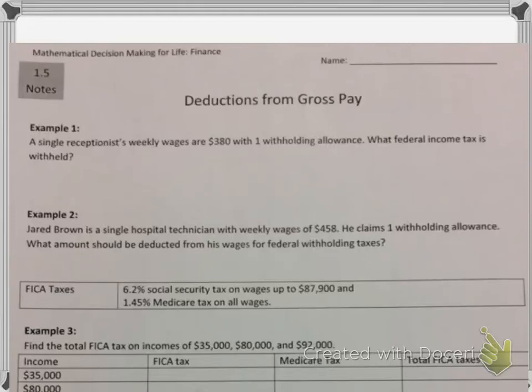This is Note-Taking Guide 1.5 for Mathematical Decision Making for Life. We're going to be talking about deductions from gross pay today, and we're going to use some charts in order to do this today. Later on, I'm going to show you how to do it by hand, doing the math yourselves, but today we're going to use some charts.